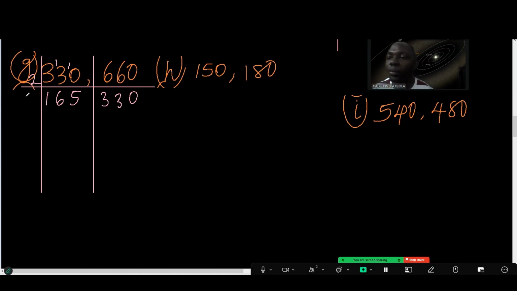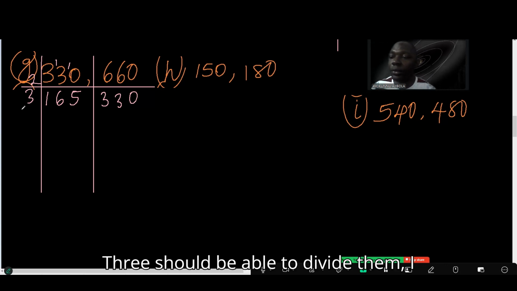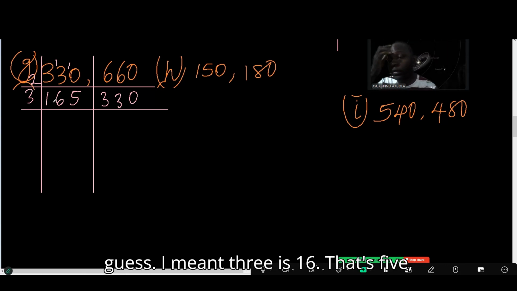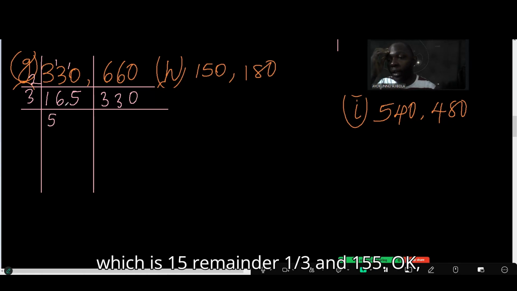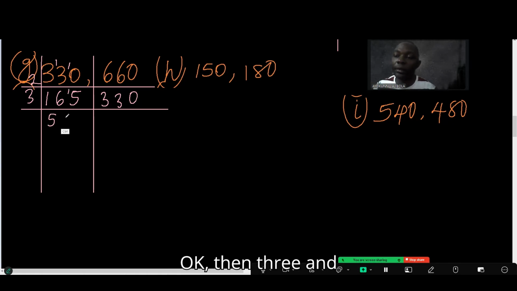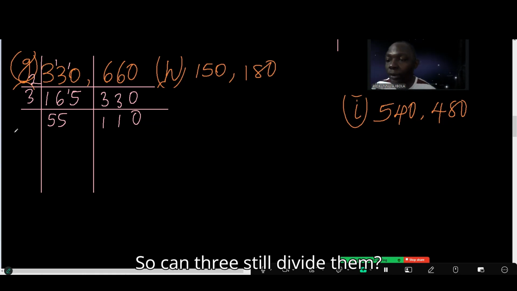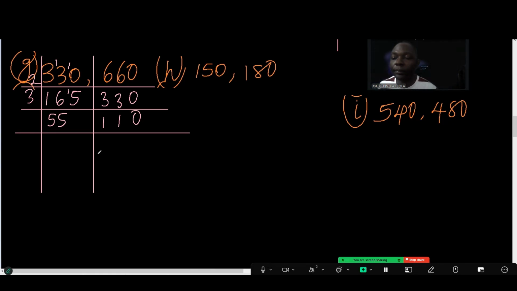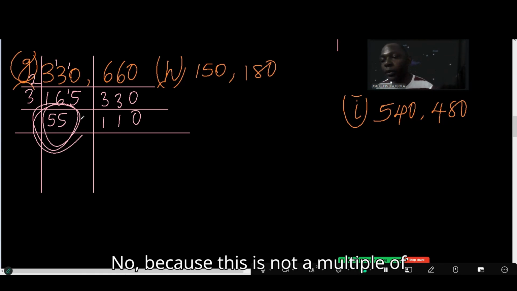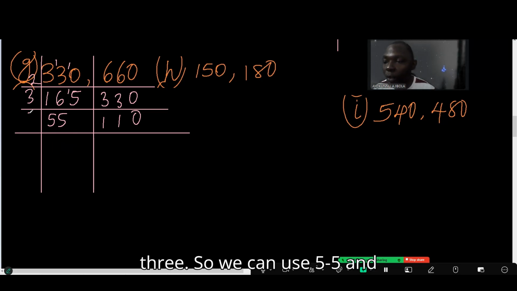So let's try 3. 3 should be able to divide them, I guess. 3 in 16, that's 5, which is 15, remainder 1. 3 in 15, 5. Okay? Then 3 in 3, 1. 3 in 3, 1. 3 in 0. So can 3 still divide them? No, because this is not a multiple of 3. So we can use 5.